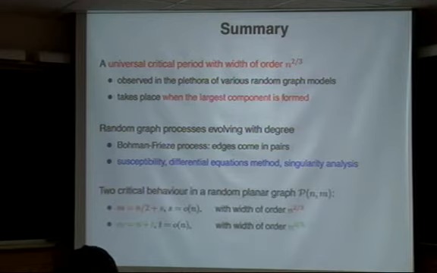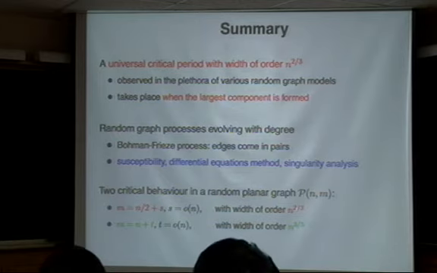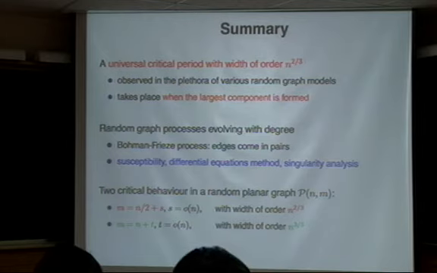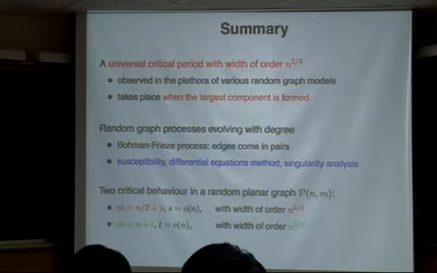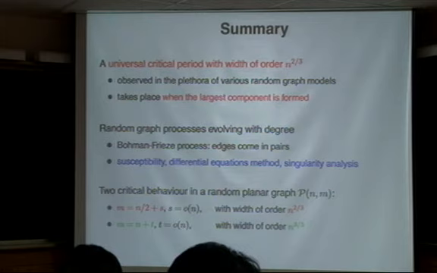Then we have seen again strange two critical behaviors in random planar graphs. One with a window of width of order n to the 2/3, and the other one with a window width of order n to the 3/5. So are there any questions? If not, I already told you that I want to give you one conjecture on this topic.